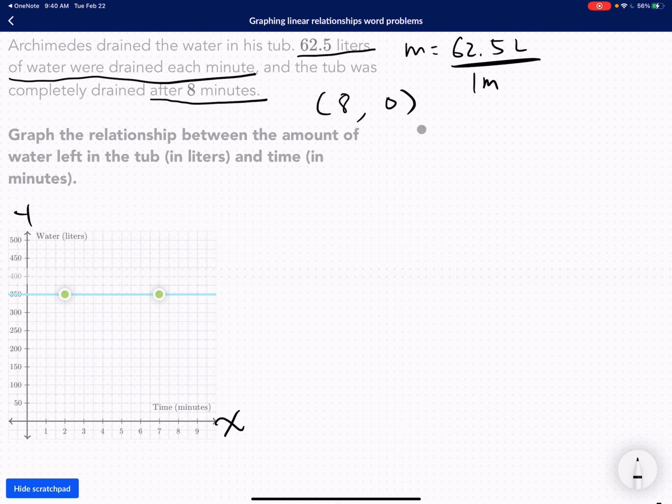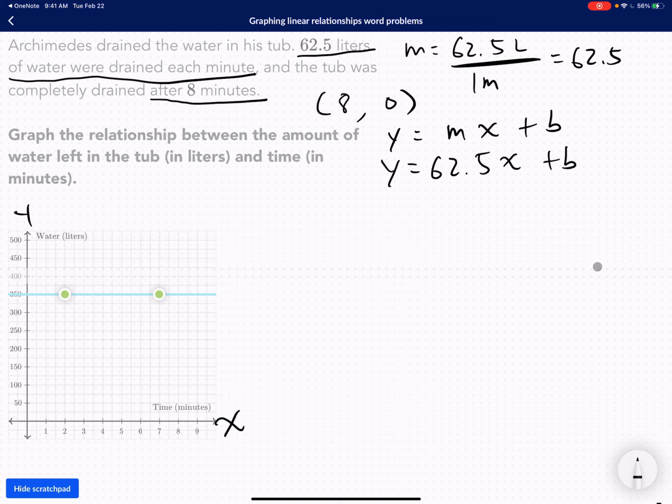Okay, so let's take a look. We're not given the y-intercept here. All we're given is the x-intercept here. So let's take a look at how we would go ahead and solve this problem. Let's solve for the y-intercept. We're going to go y is equal to m, which is 62.5 over 1, which is just 62.5, x plus b. All we know is the m. The m is 62.5, and we have to find out the b.